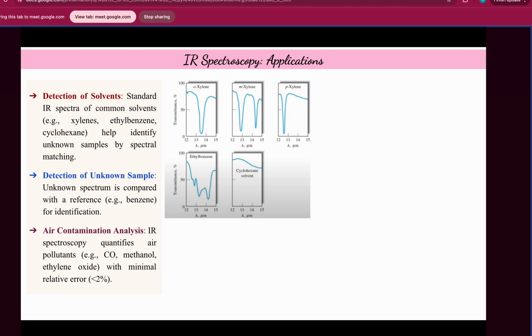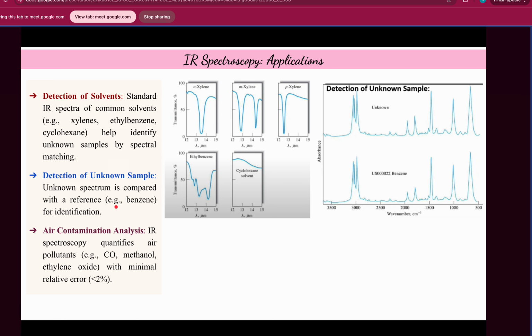Now there are certain applications. First of all, detection of solvents. This shows the standard IR spectra of different common solvents. So if you observe the spectrum of an unknown compound, you can compare them and know what the unknown solvent is. Second is detection of an unknown sample. Similarly, you can compare the unknown spectrum with a known reference spectrum and predict what the unknown sample could be if it matches the already known spectrum.